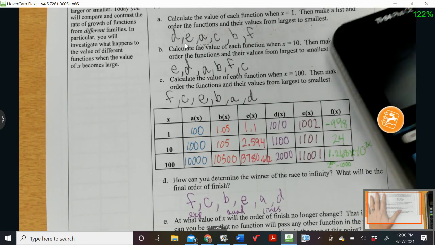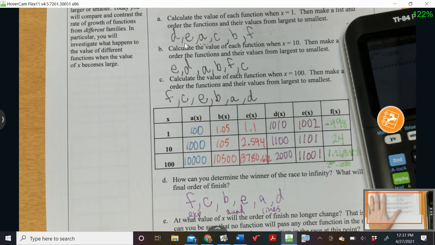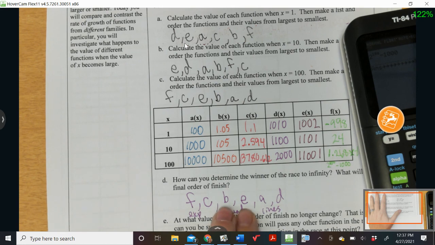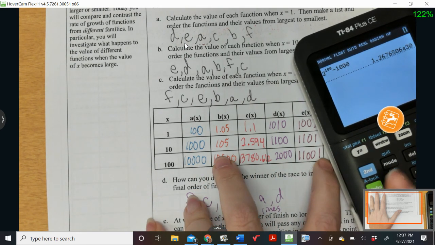Okay. What value of x will the finish line no longer change? I don't think we need to go very much farther. Because the only two that switched places were these two, I'm thinking maybe even just, let me use my calculator really fast, because I really only need to worry about these two numbers.